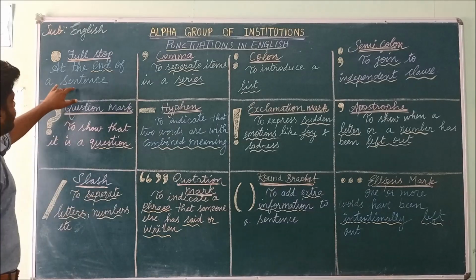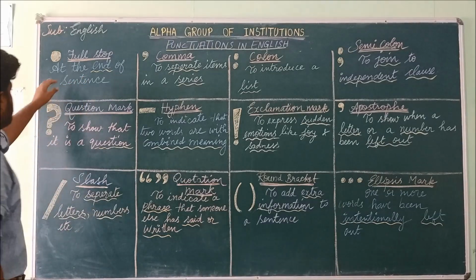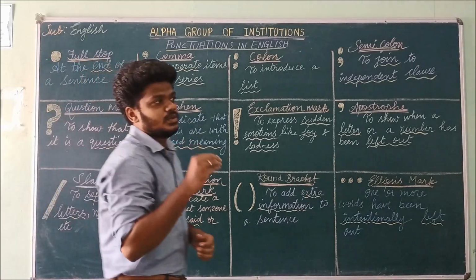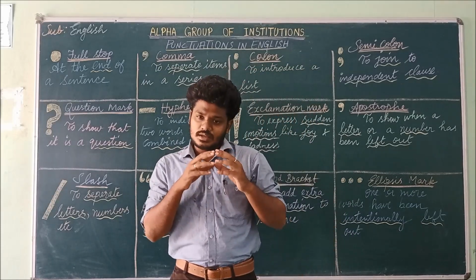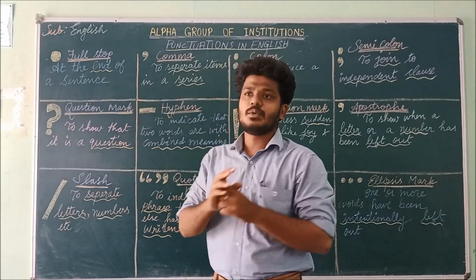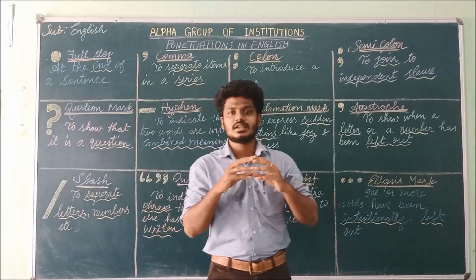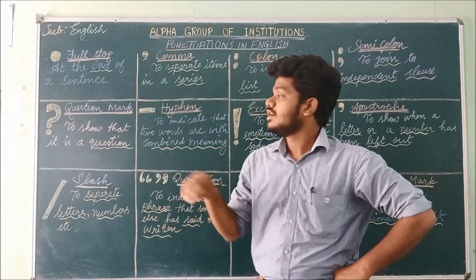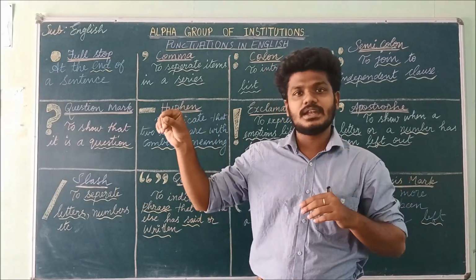Where are we using full stop, anybody know? Yes, we are using full stop at the end of a sentence. Usually we are using full stop or period at the end of a sentence or the completion of an idea. For example, the boy goes to the school. This sentence is complete. It is having a complete idea or a meaning. So at the end of this sentence, we are using a full stop. That denotes that the sentence is complete. So that's the end of an idea.